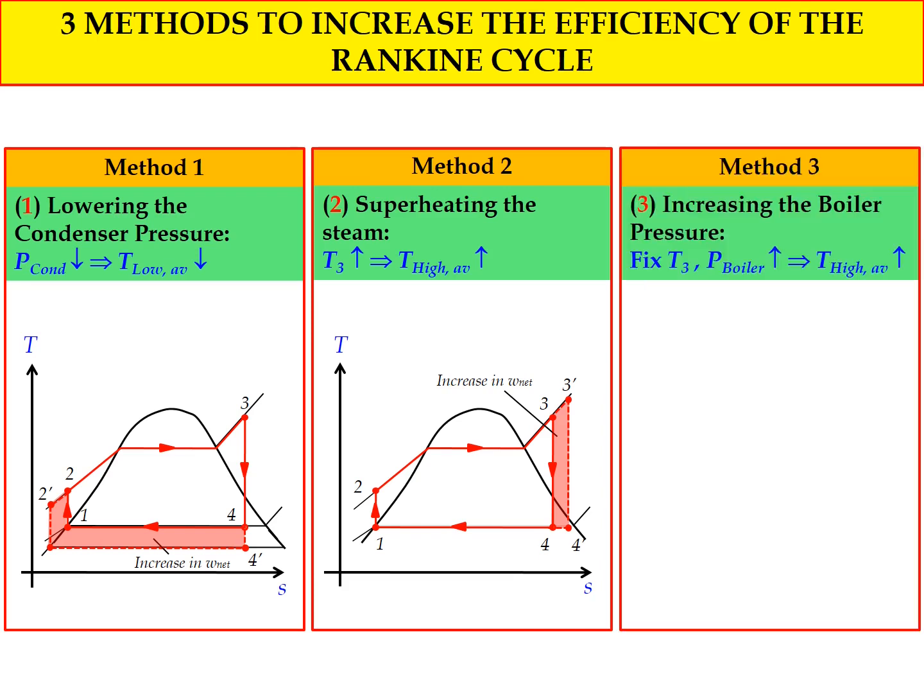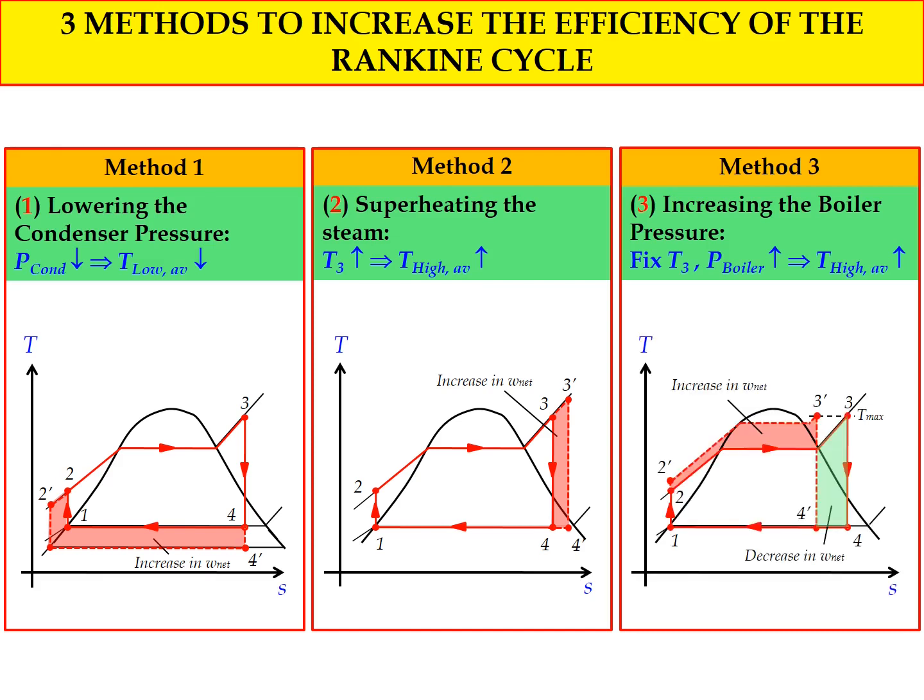The third method, increasing the boiler pressure, but first we need to fix the value of T3. Also we will have a higher value of average high temperature during the heat addition process, as shown by the TS diagram. However, we need to make sure that the W net increase from implementing this method must be greater than the W net decrease after we implement the method. Okay, so these are the general methods on how to increase the efficiency of the Rankine cycle.